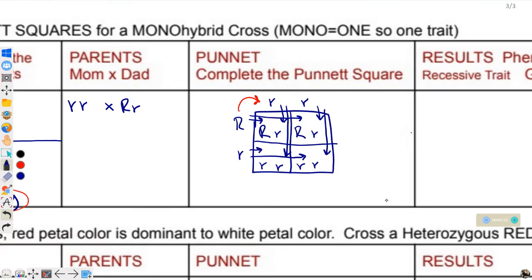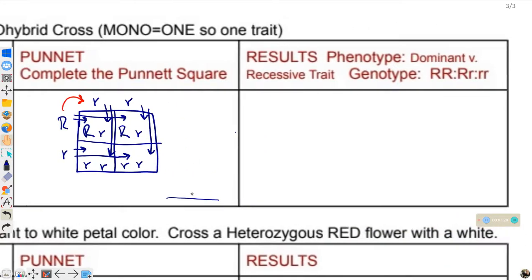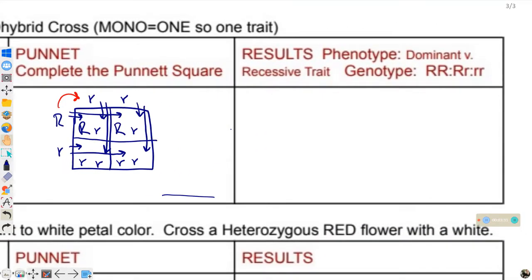Now we're going to move on to the results. We're looking at this Punnett square to determine the results. We're going to do both genotype results and phenotype. So I'm actually going to break this box in half. If I go like this, we'll do genotype first and then phenotype.